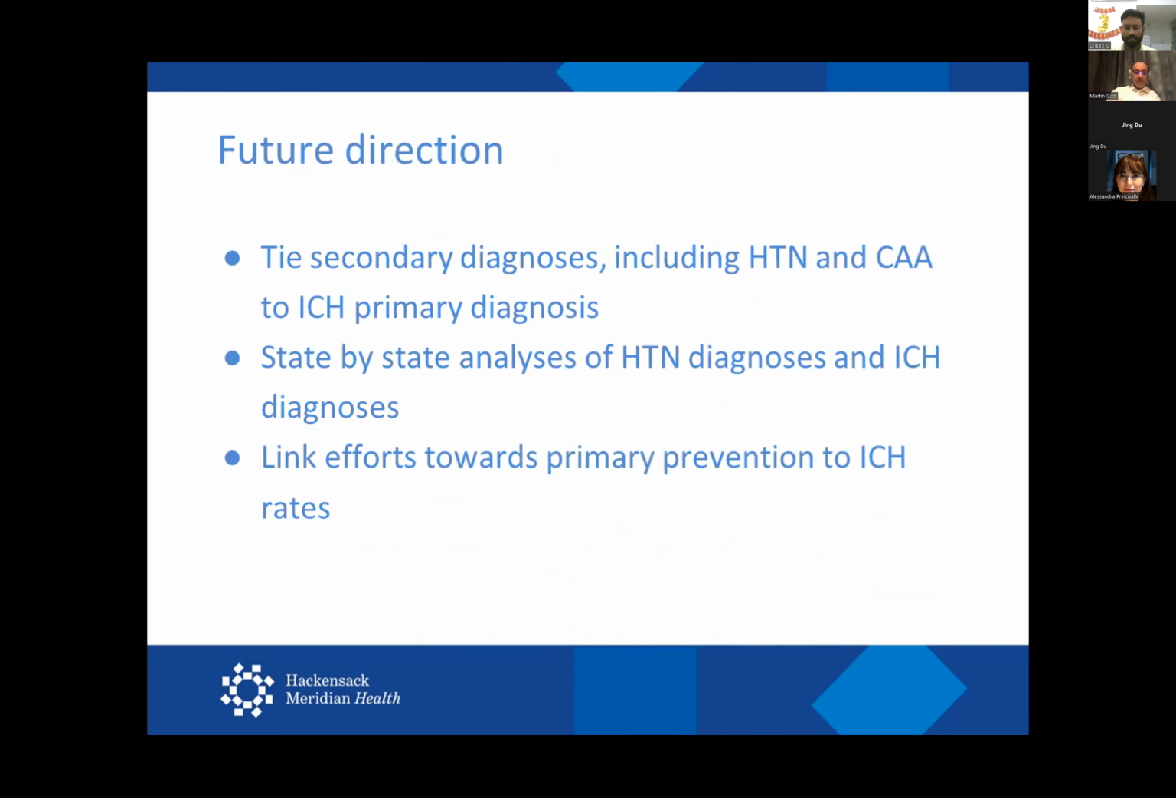What we would like to do, therefore, is to tie the secondary diagnoses included in the registry, such as hypertension and cerebral amyloid, to the intracerebral hemorrhage primary diagnosis to see if we're correct about our hypothesis. And we'd like to look at state-by-state analyses of hypertension diagnoses, the age-related incidence, and compare that to the intracerebral hemorrhage incidence. And then finally, we'd like to look at efforts towards primary prevention of hypertension to see how that is affecting intracerebral hemorrhage rates.